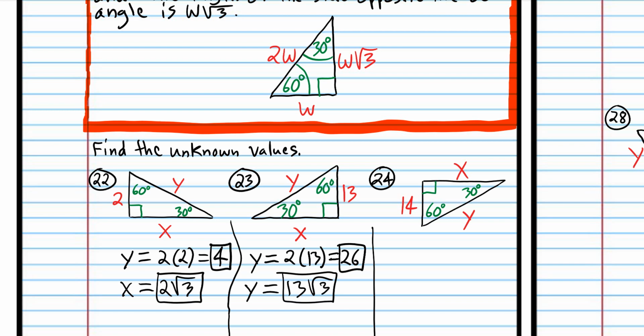All right, we're back. The length of the side opposite 30 is 14. So the hypotenuse, the side opposite 90 degrees, must be double that side. So it must be 28. So y is equal to 28. And x is whatever this length is, times root 3. And there you go. Very easy.